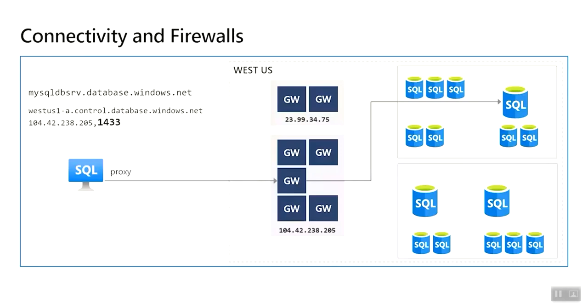Now, if we take a look at this diagram here, we've got a client connecting to the database gateway, which has a public IP address and is listening on port 1433.